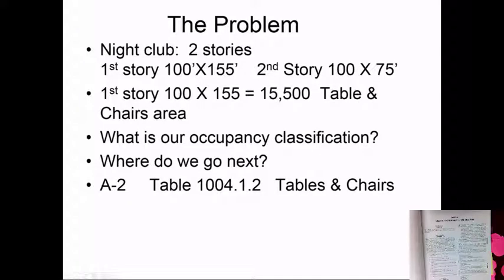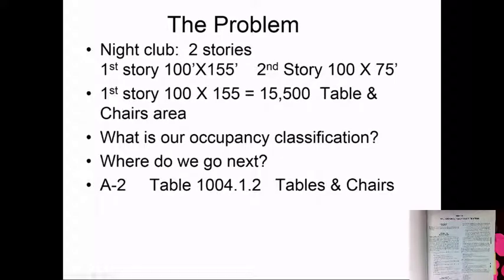Okay, next we're going to talk about the problem. I want to give you this little scenario to see how much you know and what you need to reread in your code books. So if you don't mind, let's look in your IBC code book under Chapter 3, Use and Occupancy Classification. The scenario is a nightclub, and it's 2 stories. The first story is 100 feet by 155 feet, and the second story is 100 feet by 75 feet.